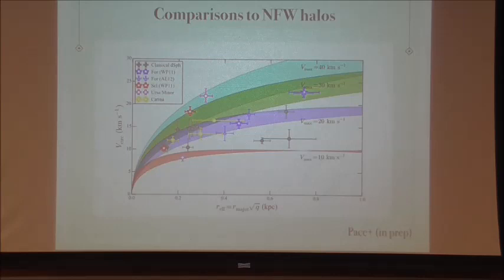Okay. Any questions? So, can you extend this to other dwarf spheroidals, or is the problem the number of stars?